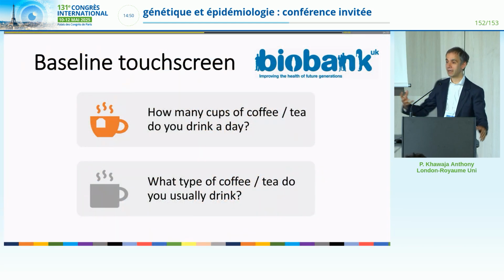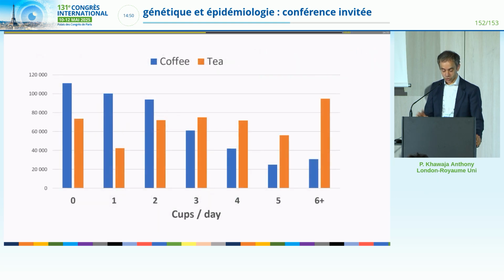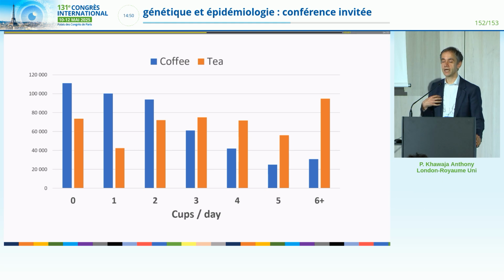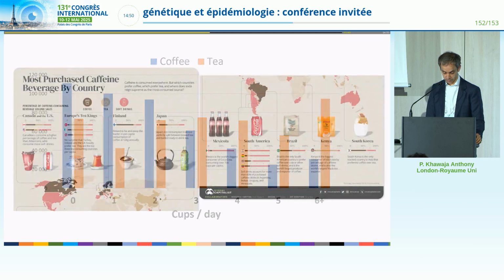In UK Biobank, the big study, we asked people how much coffee and tea they drink and which type. And I just want to show you this, to show that the UK people are true to our reputation. We do love tea. You can see we drink much more tea than we do coffee. And quite crazily, nearly 1 in 5 people in the UK Biobank drink 6 or more cups of tea a day, which is quite a lot.